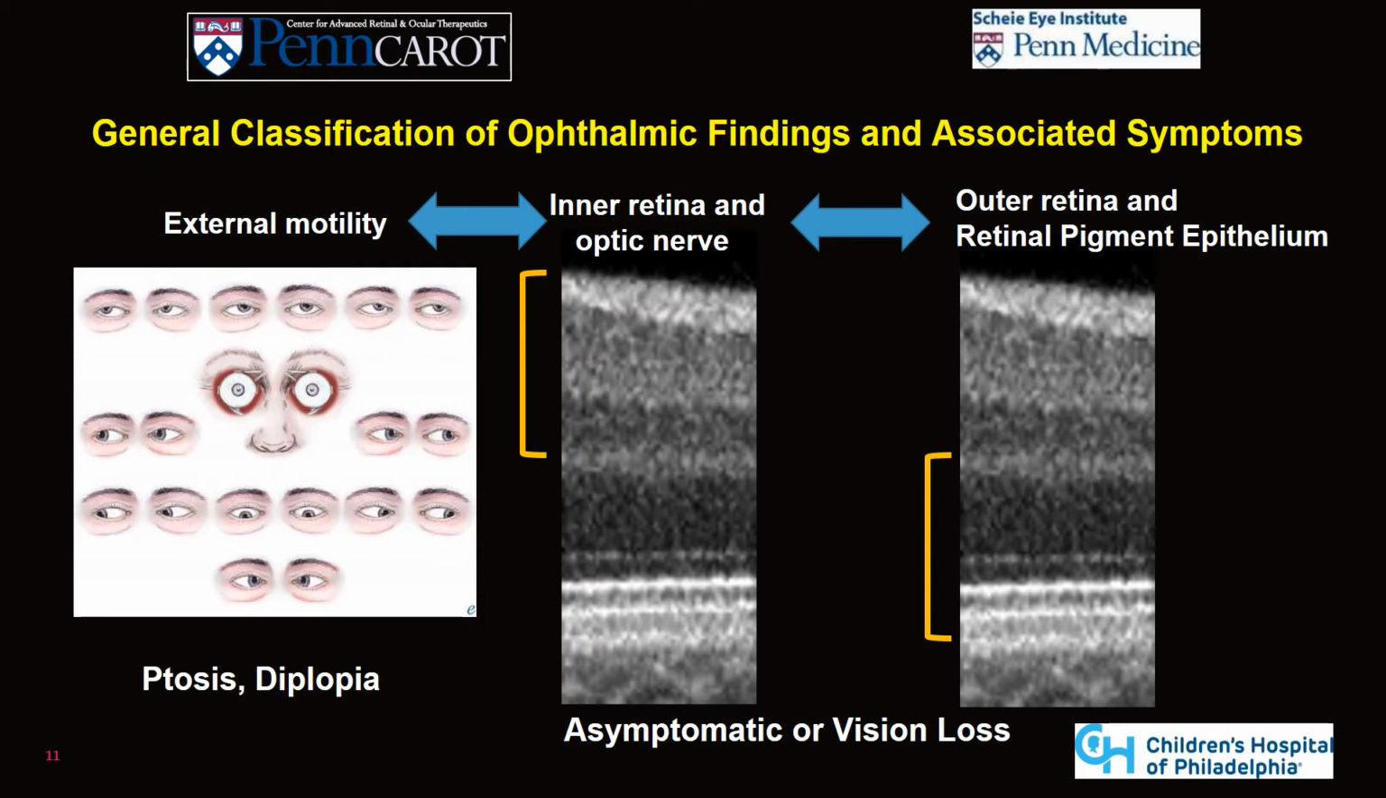I should mention that in many of these cases, the patients are totally asymptomatic, and also that these things are not in isolation. Often you have an interplay between problems of motility, the inner retina, the outer retina and the pigment epithelium.